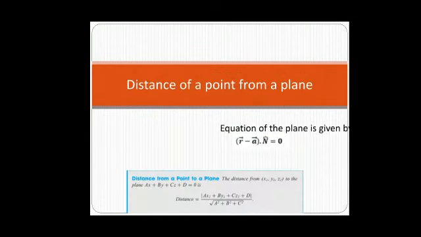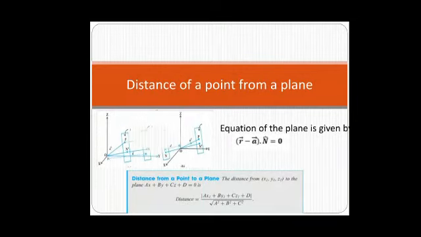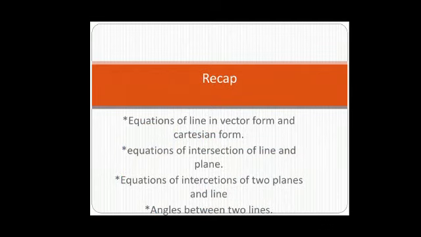Now, the last topic of this part, distance of a point from a plane. The equation of a plane is given by r minus a dot n equals 0. The distance from the point x1, y1, z1 to the plane ax plus by plus cz plus d equals 0 is mod of ax1 plus by1 plus cz1 plus d, upon under root of a square plus b square plus c square.